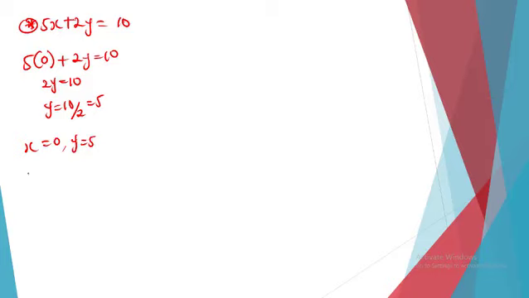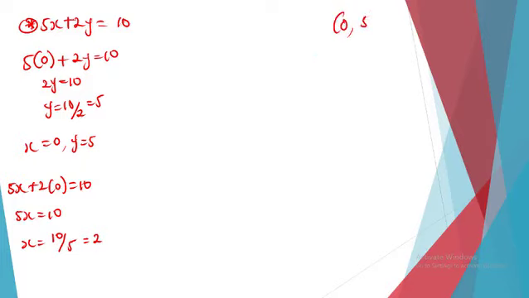Okay, then we start the second one. When y is 0, what is x? If y is 0, we have 5x plus 2 into 0 equals 10, and then we have 5x to be equal to 10. X is equal to 10 divided by 5, which is what? 2. Is that clear? Okay, so we start with the first value of x. First value of x is 0, and then when x is 0, the first value of y is 5. Then the second value of x is 2, and then y is 0. So we now plot these two points.